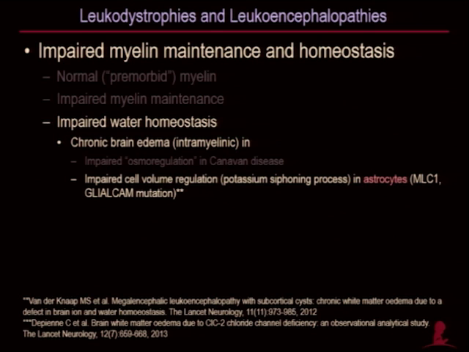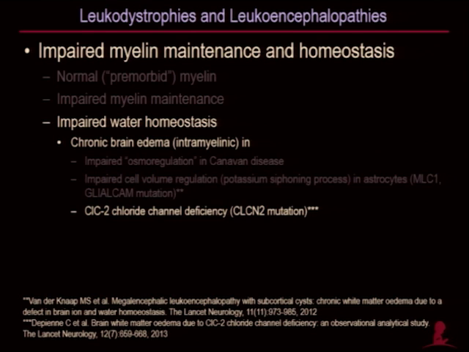But more recently, in megalencephalic leukodystrophy with subcortical cysts, investigators from Amsterdam found that this was actually basic. So the myelin has no problem. The problem is actually a potassium siphoning process, which is impaired, and that will impact the cell volume regulation in astrocytes, and this will create an imbalance, a problem in the myelin maintenance, and that will lead to the demyelinating process.